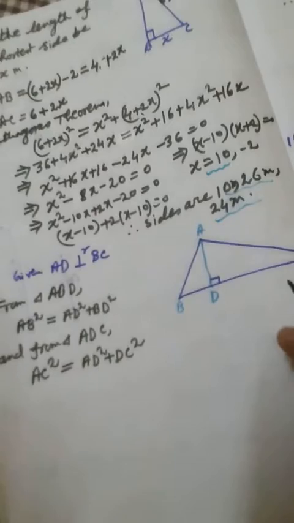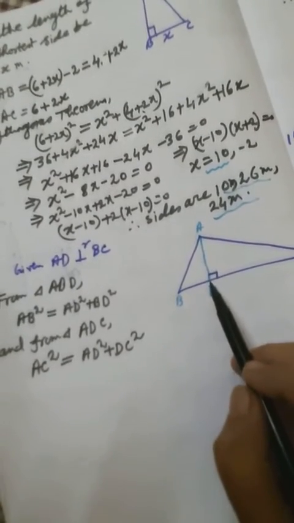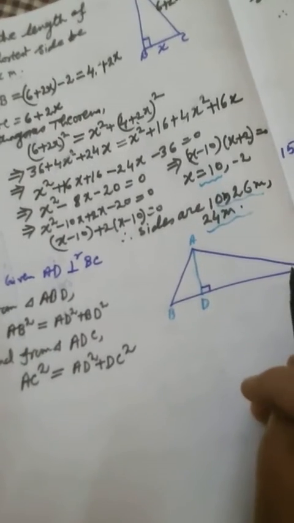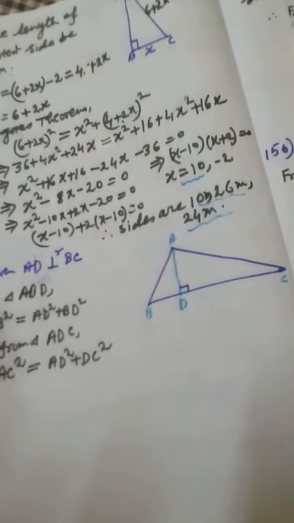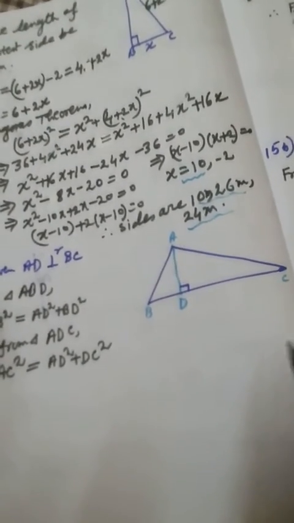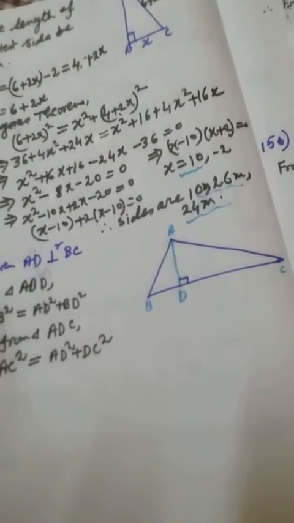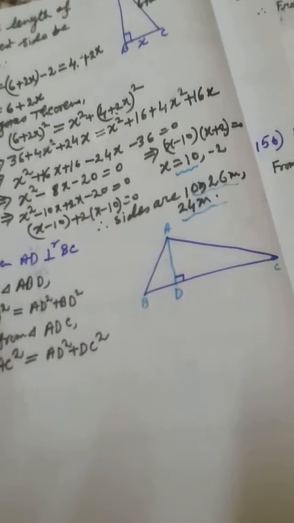Now, AD is perpendicular on BC. That is what is being said. And then what we have to prove is that AB square plus CD square is equal to AC square plus BD square.